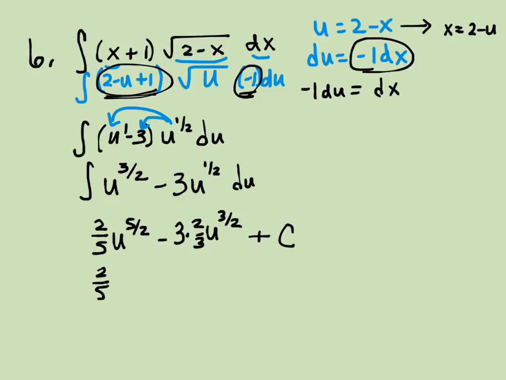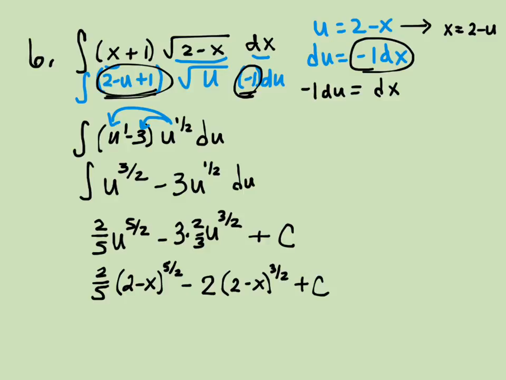So this is 2/5 u to the 5 halves minus 2u to the 3 halves plus c. I'm not really supposed to leave it with u in it, though, right? Because u is not how it started. So the u can now be replaced with 2 minus x: 2/5 times 2 minus x to the 5 halves minus 2 times 2 minus x to the 3 halves plus c.